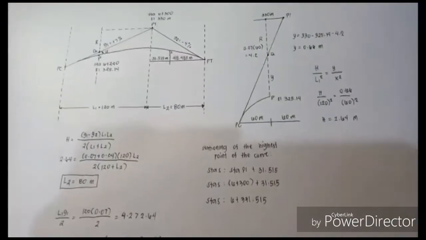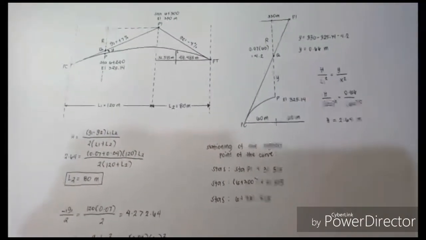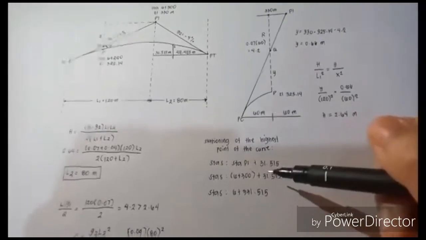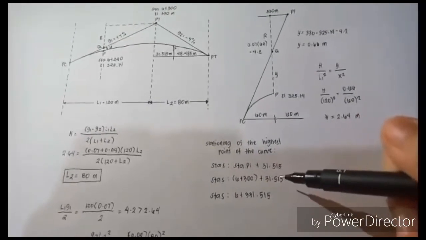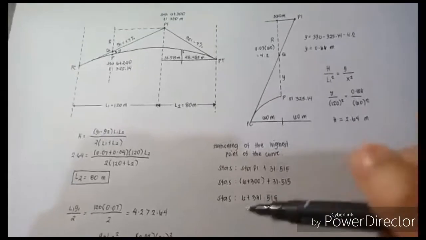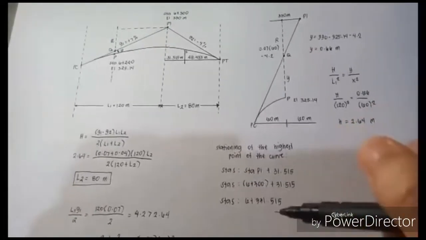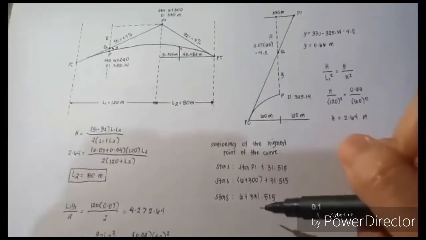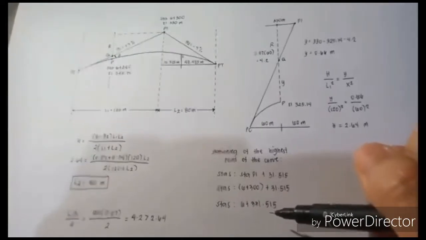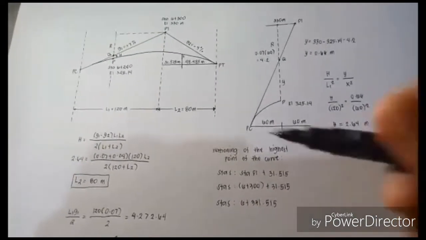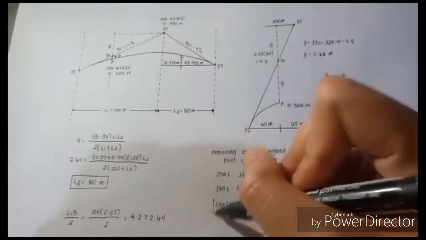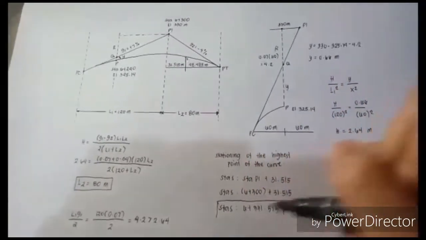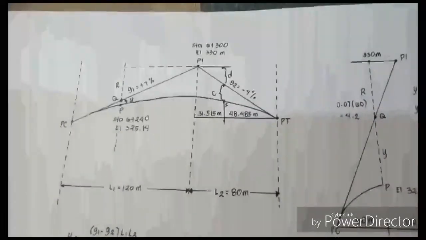By this, we can now solve the stationing of the highest point of the curve, which is station PI plus 31.515. So station S, or the stationing of the highest point of the curve, is 6 plus 331.515. So ito na yung sagot natin.